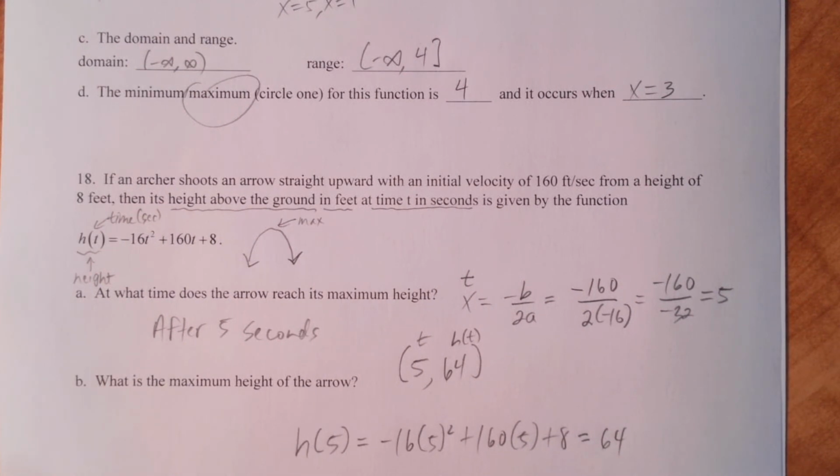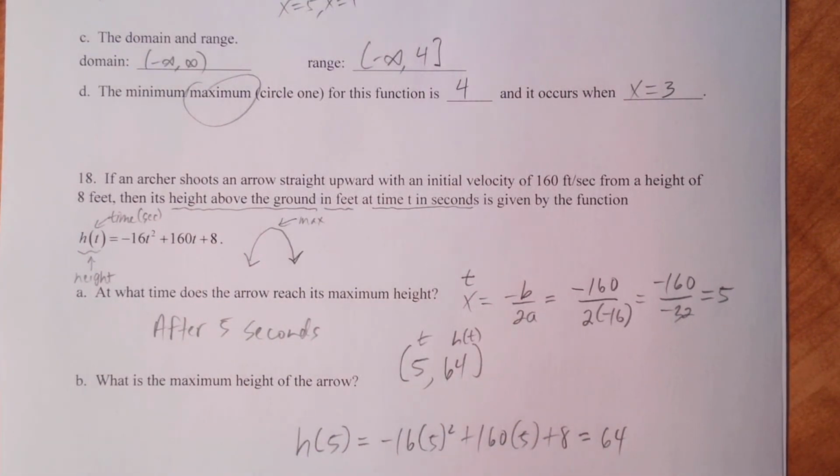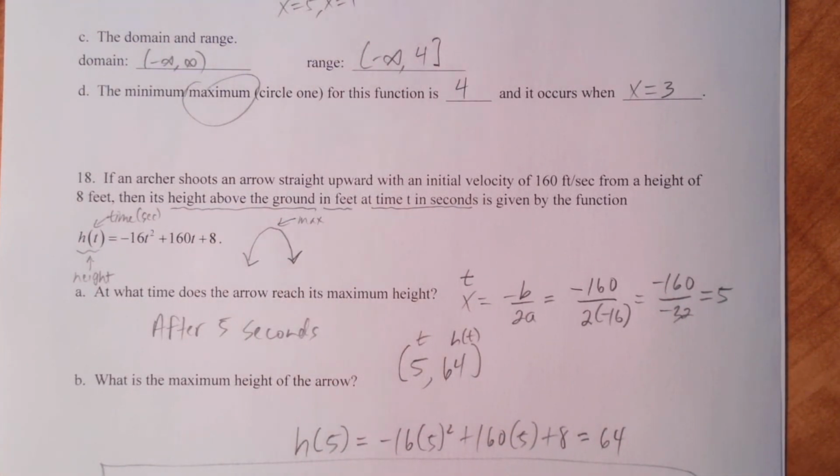So the maximum height of the arrow is 64 feet, which basically means 64 feet above the ground. All right, and that is the end of the review for test 5.